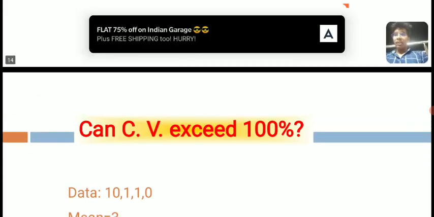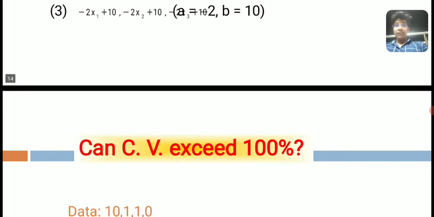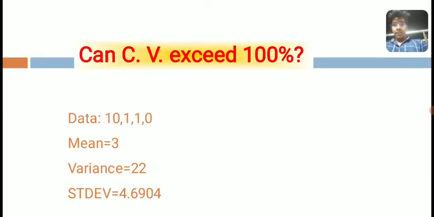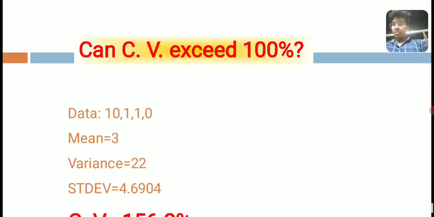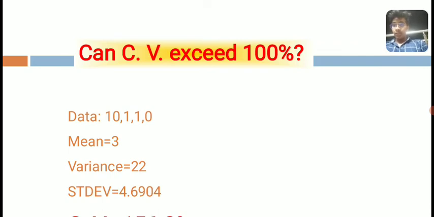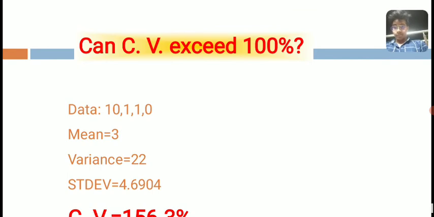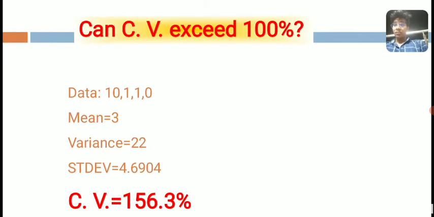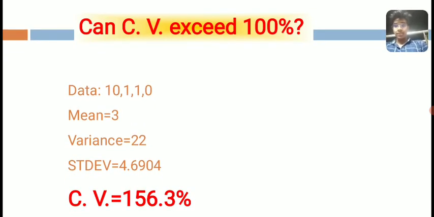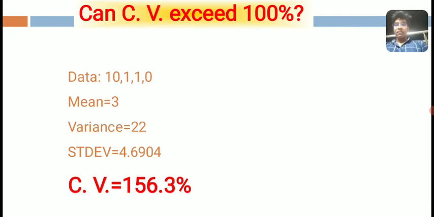So we all have a doubt: can CV exceed 100%? Yes. If we take the data 10, 1, 1, 0, where the mean is 3 and the variance is 22, the standard deviation is 4.6 something. So the coefficient of variation exceeds 100%, at 156.3. So the answer is yes, the coefficient of variation can exceed 100.